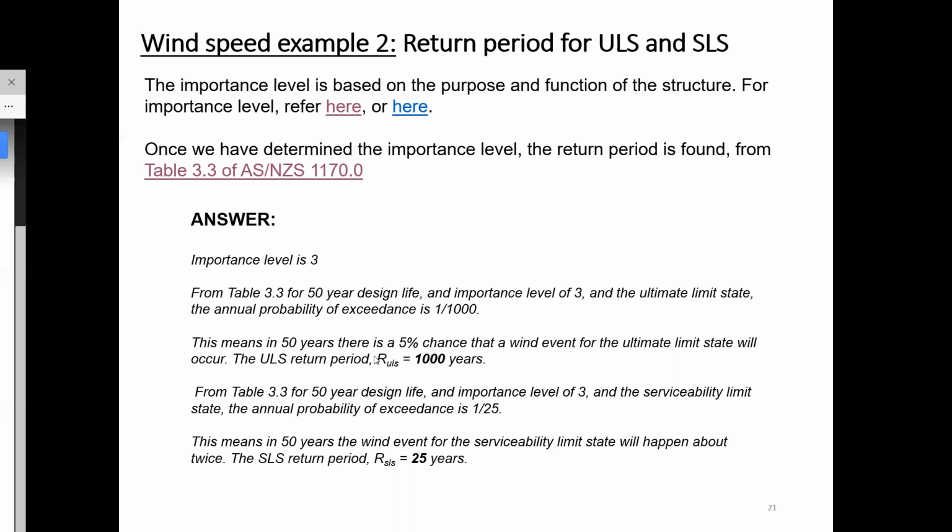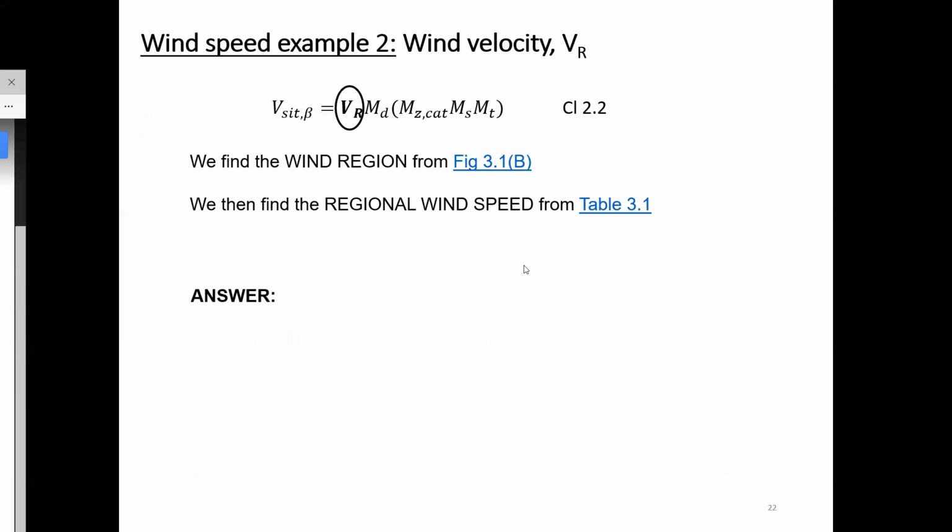It'd be good if you could write those down if you haven't already. Or you probably can remember 1,000 years for ULS, and SLS 25 years. Now let's go on to the wind velocity. So you've got the lengths I've sent you, determine the wind region and the regional wind speed from table 3.1, okay, so you guys do that.